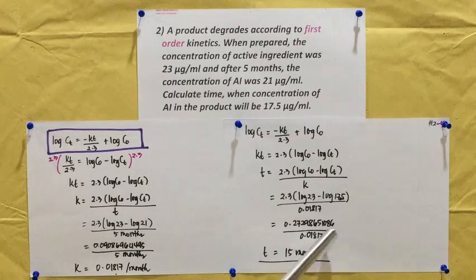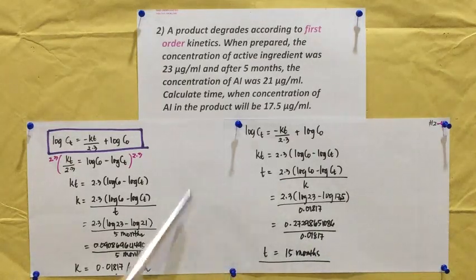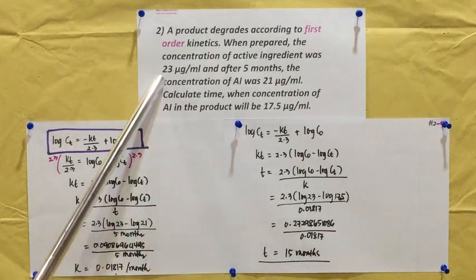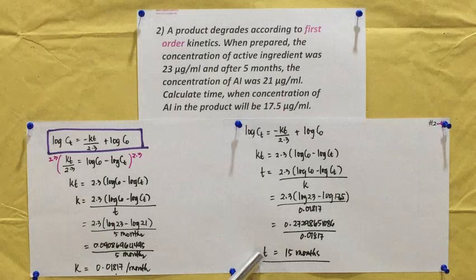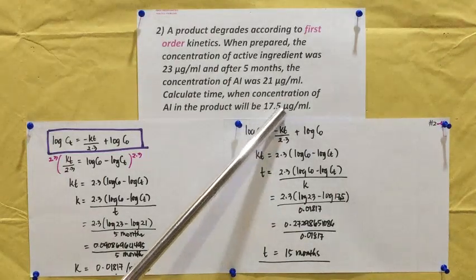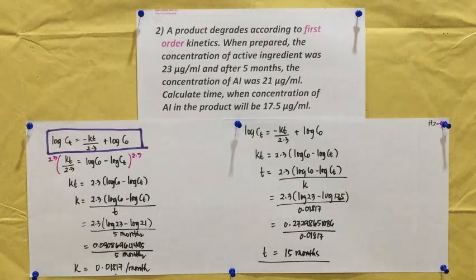Kasi nga ito siya is per month ito siya. So, ano ibig sabihin yan? Meaning that at time 0, your drug was 23 microgram, but after 15 months, it only now becomes 17.5 microgram per ml.